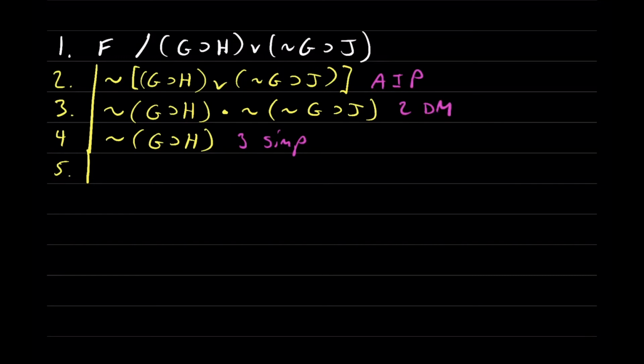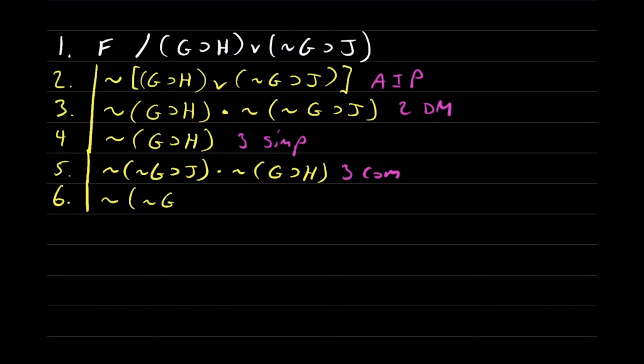So I need to do commutativity first. So I'm going to rewrite line 3, switching around the order of that conjunction. It's not the case that not G implies J, and it's not the case that G implies H. And that's going to be line 3 by commutativity. Line 6, still inside that vertical sequence. I'm going to simplify and get not G implies J. It's not the case that not G implies J. So line 5 by simplification.